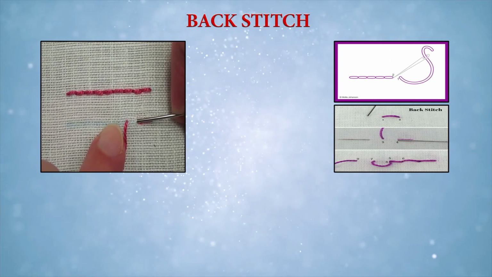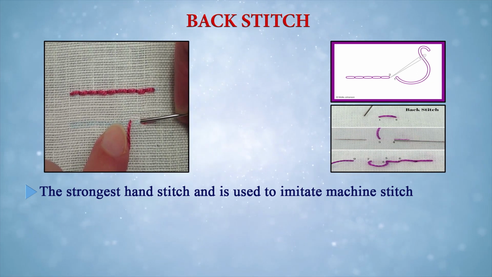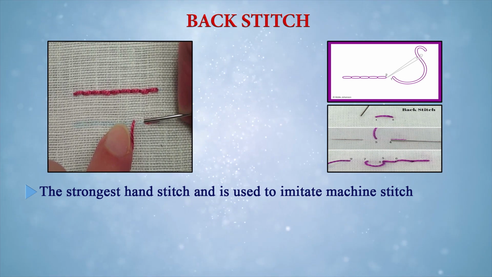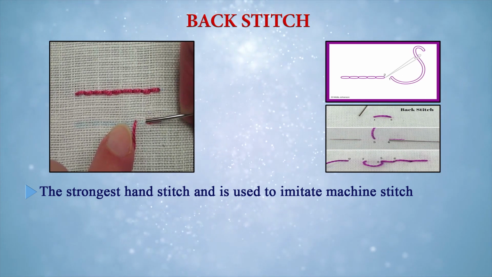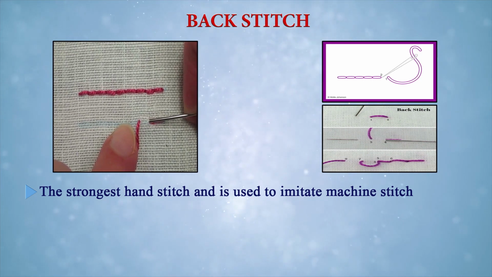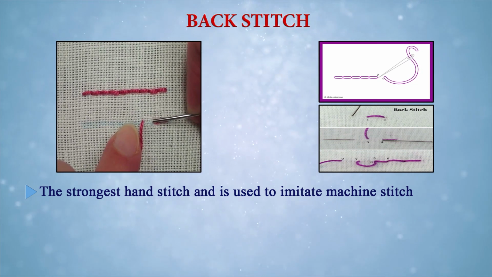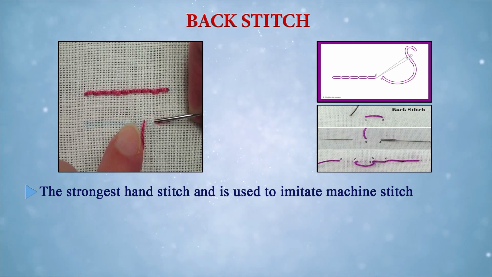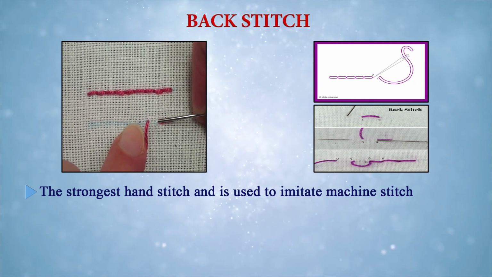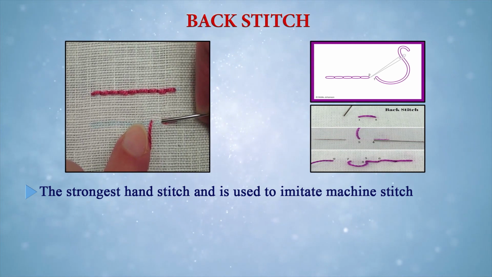Back stitch is said to be the strongest hand stitch and is used to imitate the machine stitch. When we stitch a garment by machine and look at the stitch on the fabric, it is not in a sequence, it is just overlapping. When we create this type of stitch by hand, it is very similar to the machine stitch, and it is called the back stitch. As you can see in the picture, this is how the back stitch is developed.